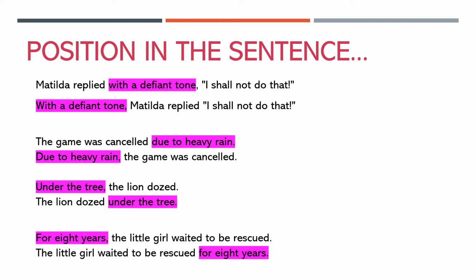For 8 years, the little girl waited to be rescued. Again, that's at the front of my sentence. I had a comma. I can take that comma out now if I move its position. The little girl waited to be rescued for 8 years. I could embed that adverbial. The little girl waited, for 8 years, to be rescued. If I embed it, I will need 2 commas, almost acting as parenthesis there.